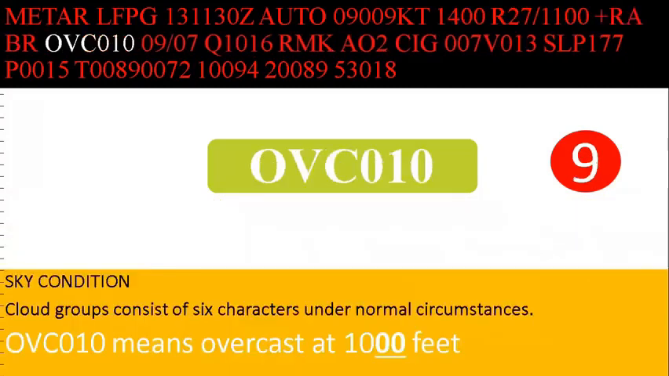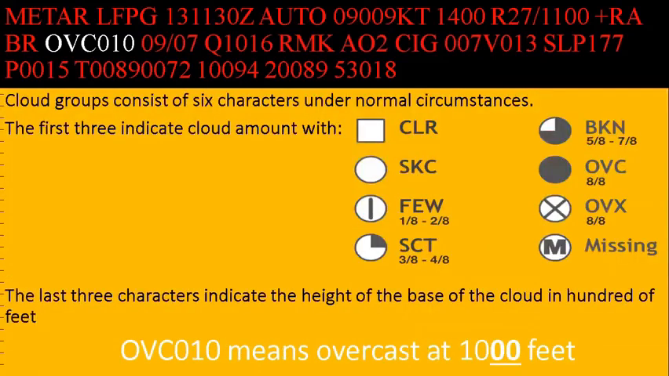Thereafter we will observe sky condition. Cloud groups consist of 6 characters under normal circumstances. So here OVC010 means overcast at 1000 feet. So cloud groups consist of 6 characters, which we have said under normal circumstances. The first 3 indicate cloud amount.